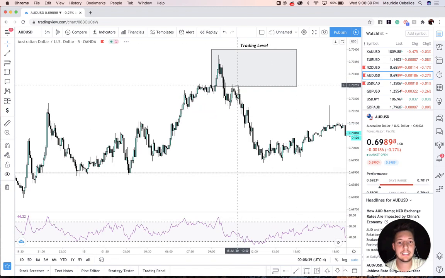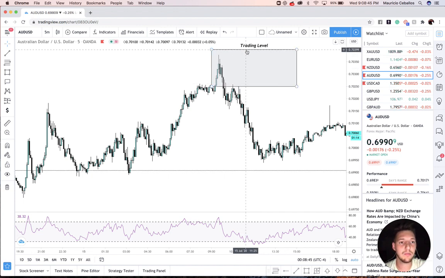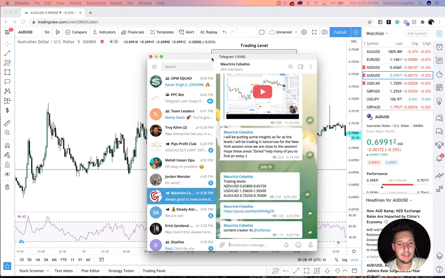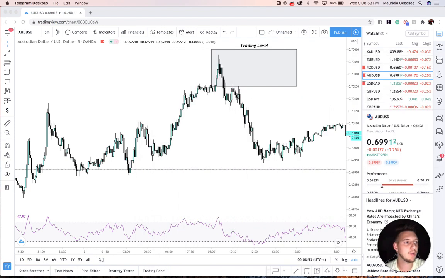This right here, you guys can see it was at 0.7025 all the way to 0.70400, and I'm going to show you guys real quick. These were the levels that were sent out. So it's pretty much the box that I just showed you guys.